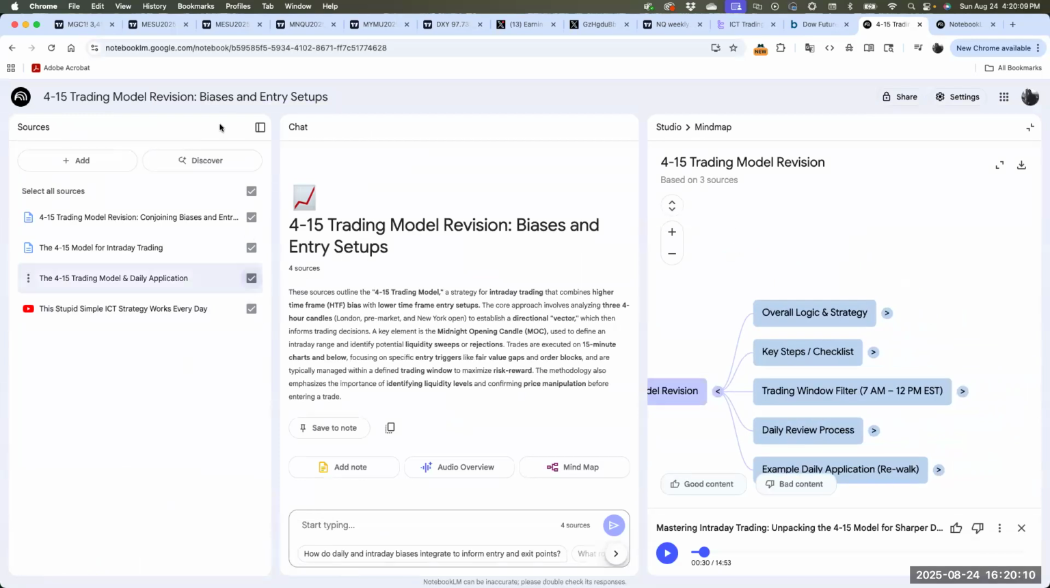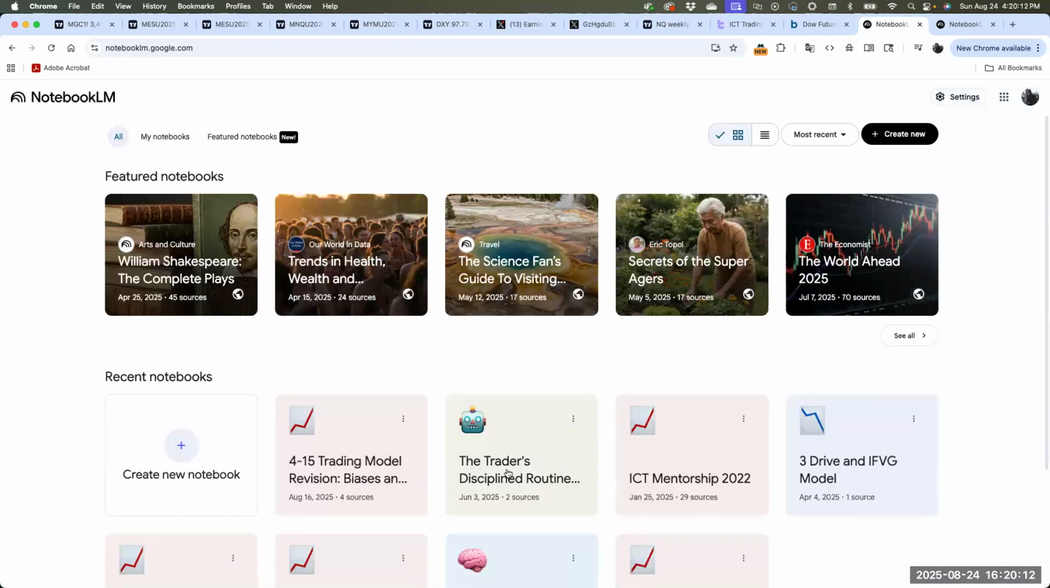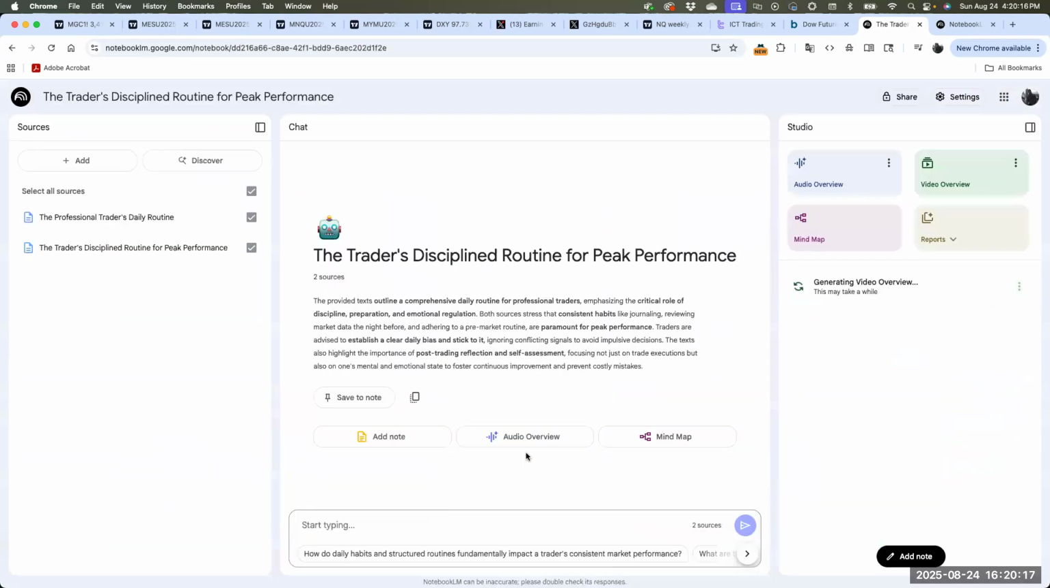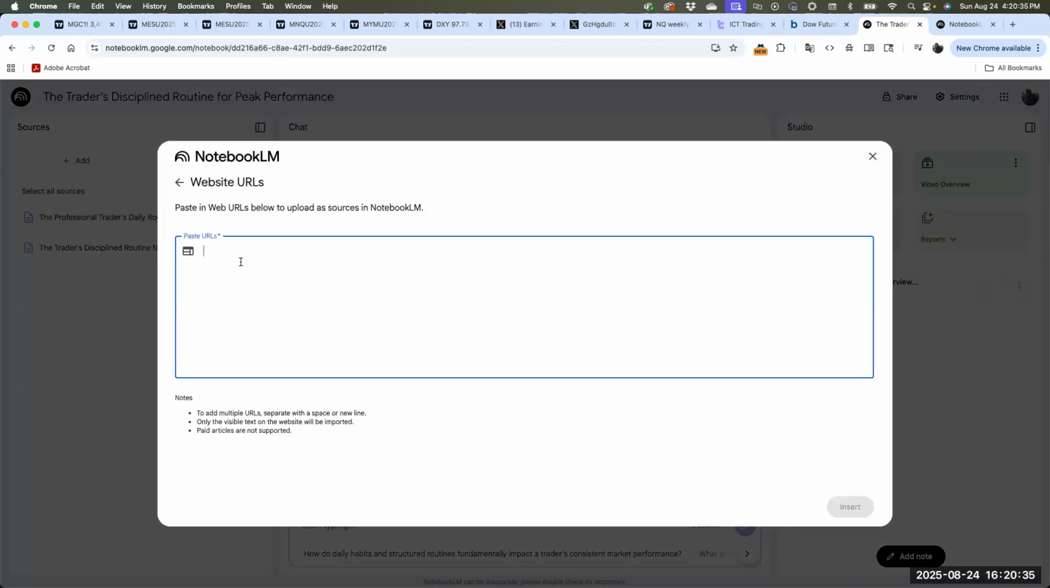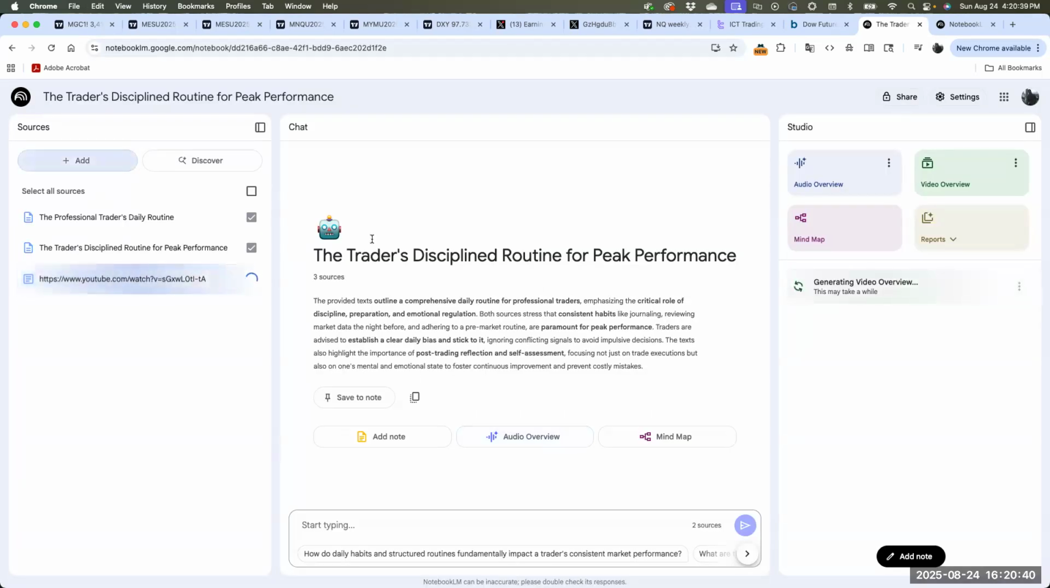Just like we watched that video about mindset, trading, execution, I'm going to use this particular notebook, The Trader Discipline Routine for Peak Performance. This is a notebook that I created to come up with ways to be more disciplined in my trading. So I'm going to add this link from YouTube from this session where Mark Douglas just went over this, right?